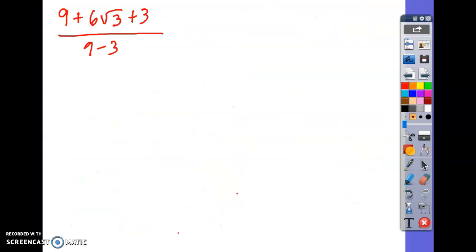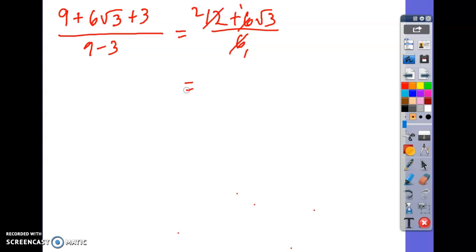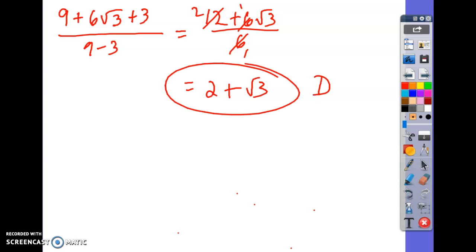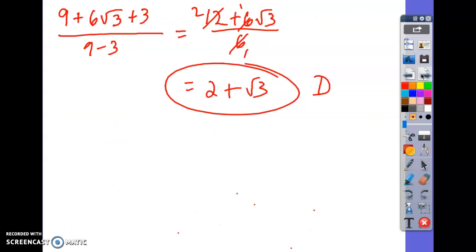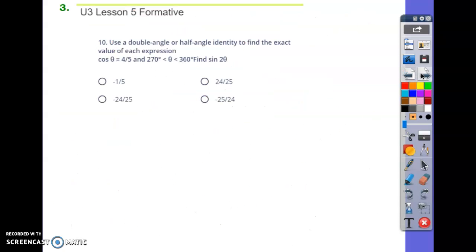Okay, so I just rewrote where we were at here. 9 plus 3 is 12, so that's 12 plus 6 root 3 over 6. And now we're just going to simplify. So 6 goes into 12 twice. 6 goes into 6 one time. So this is 2 plus root 3. And that answer is, I think it was D. Yes. Moving on to number 3.